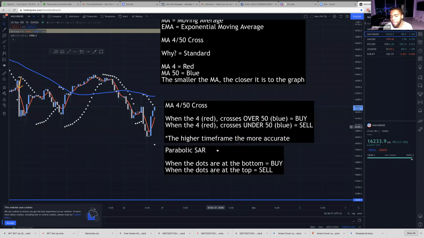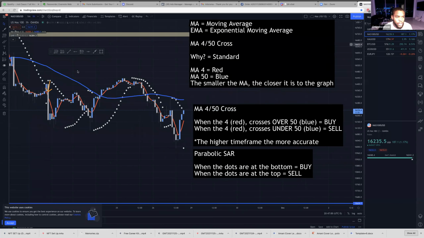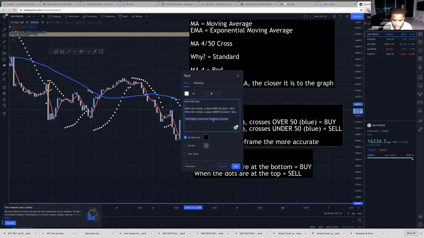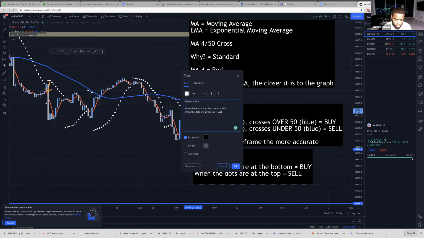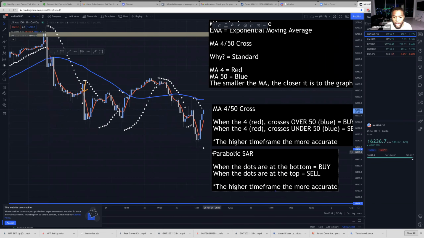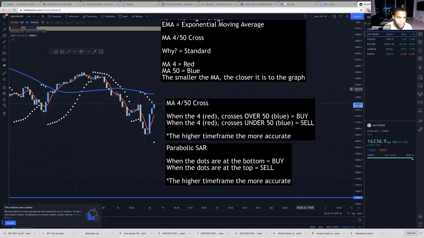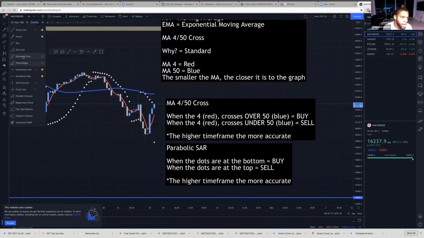Now we want to combine them. We want to look for great trades. This is obviously an hourly time frame, so we know it's going to be more accurate. The same thing applies: the higher the time frame, the more accurate. So you guys see what's going on. Let's use this as an example right here on the money.